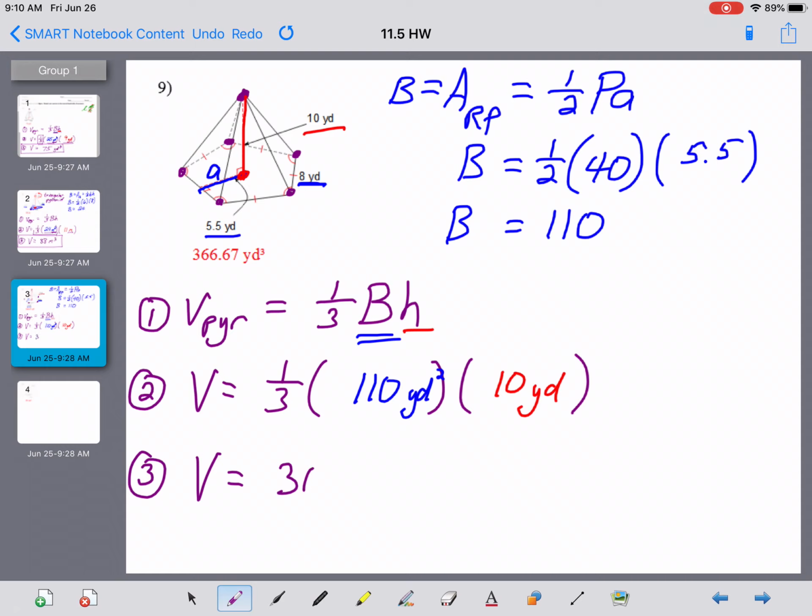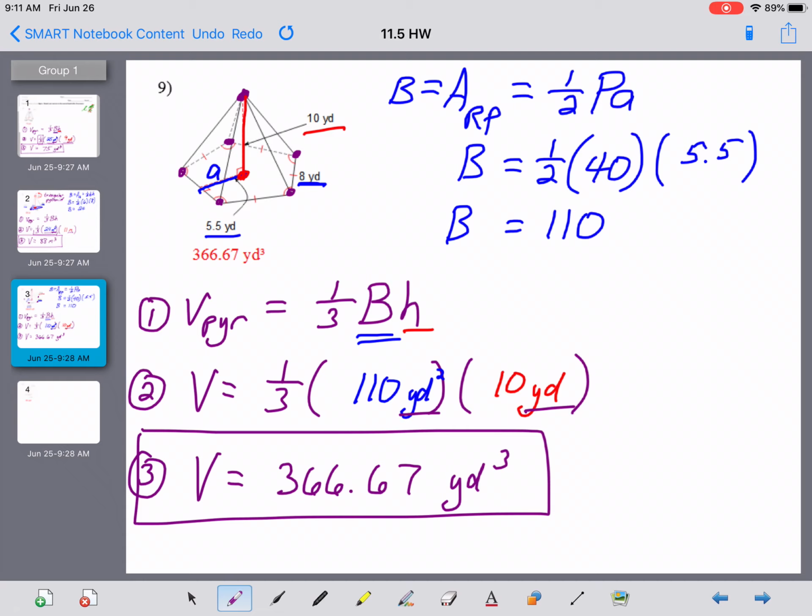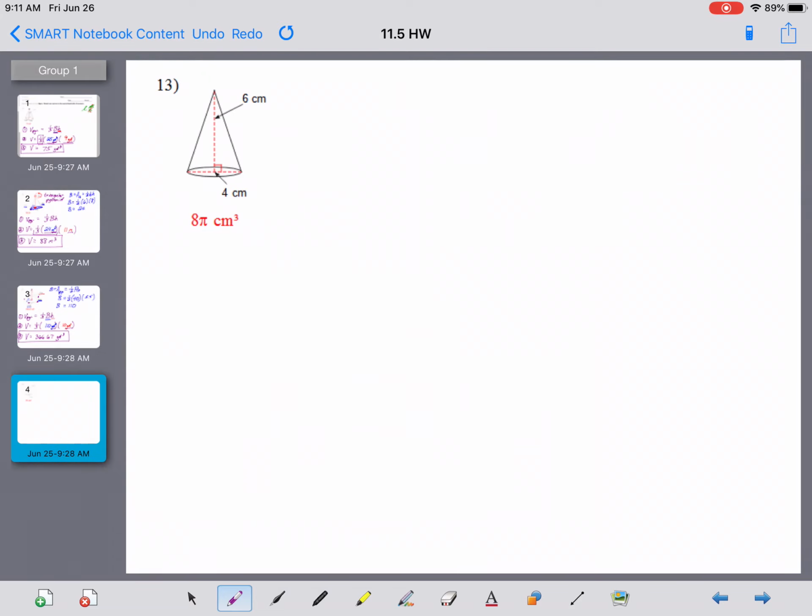We're going to go with 366.6, and then that second 6 rounds up to a 7. So 366.67 square yards times linear yards gets us cubic yards for the volume of this pyramid here in number 9. 10, 11, and 12 are the same pretty much. I think 11 and 12 have hexagonal pyramids, but you'll get the gist of that.